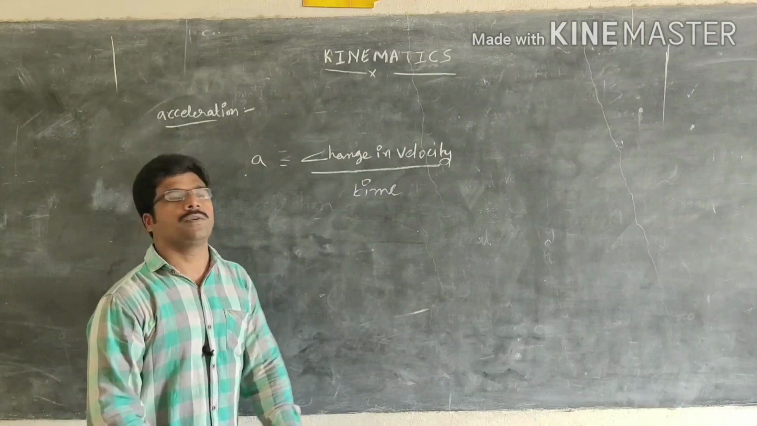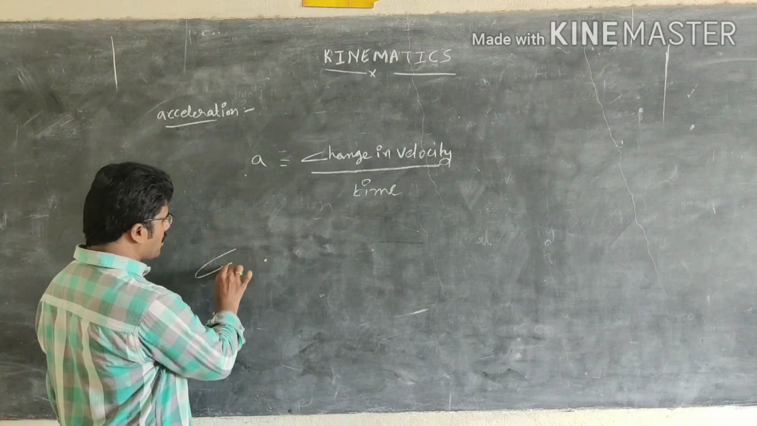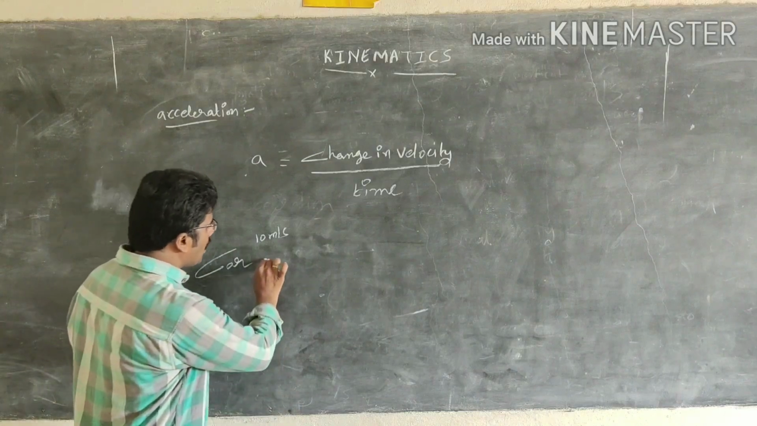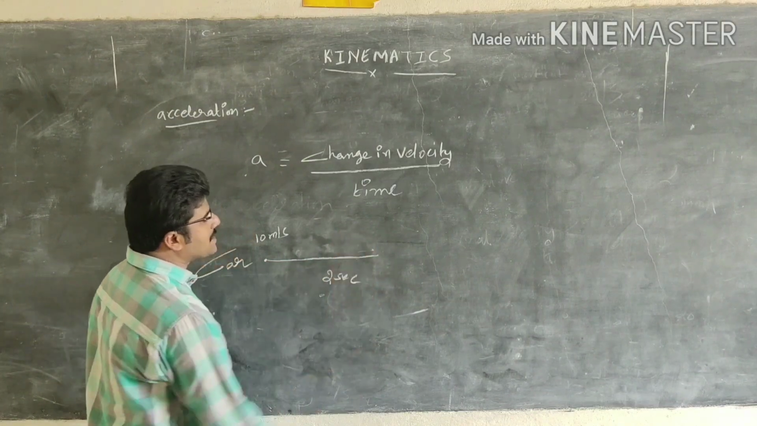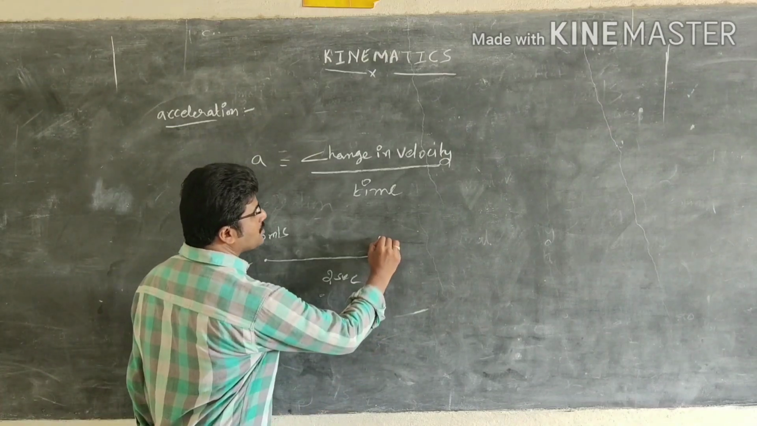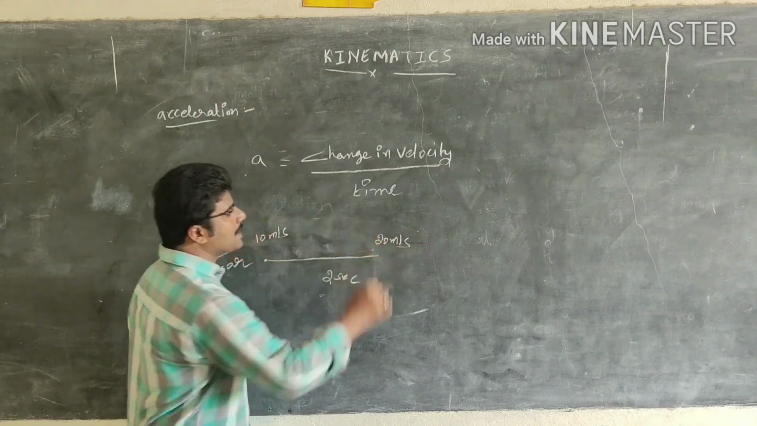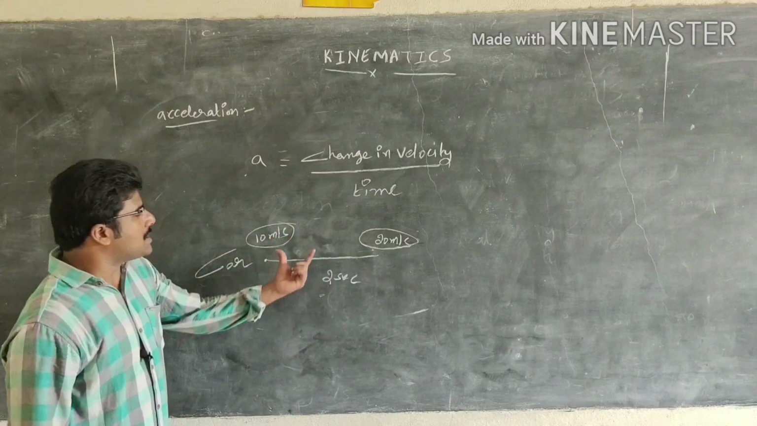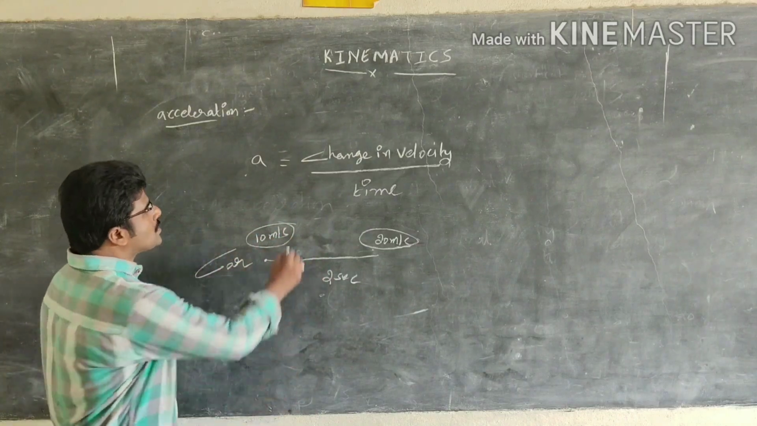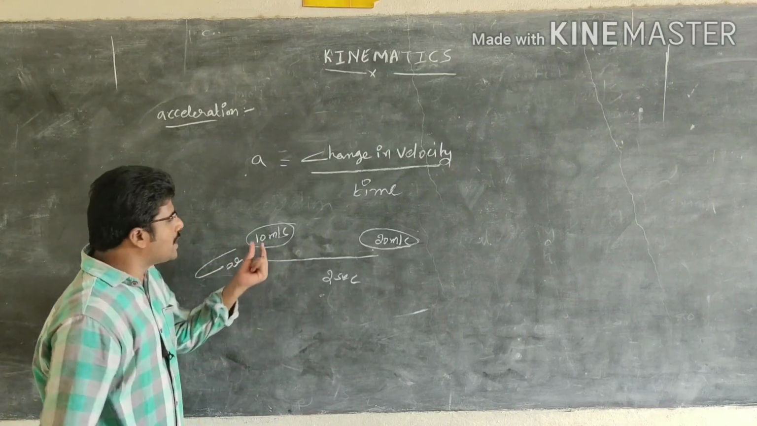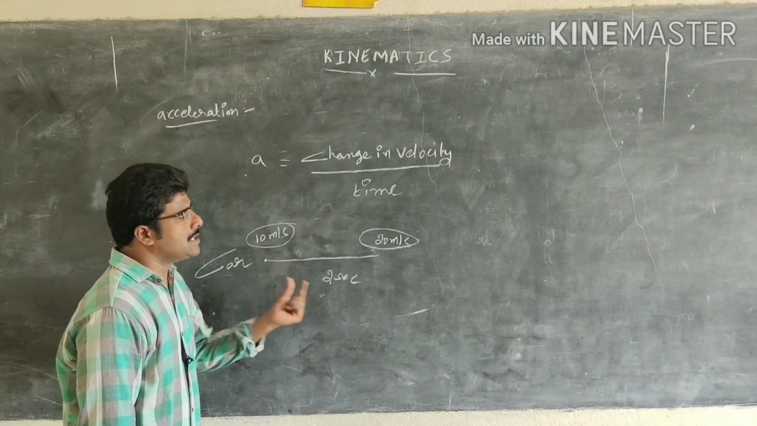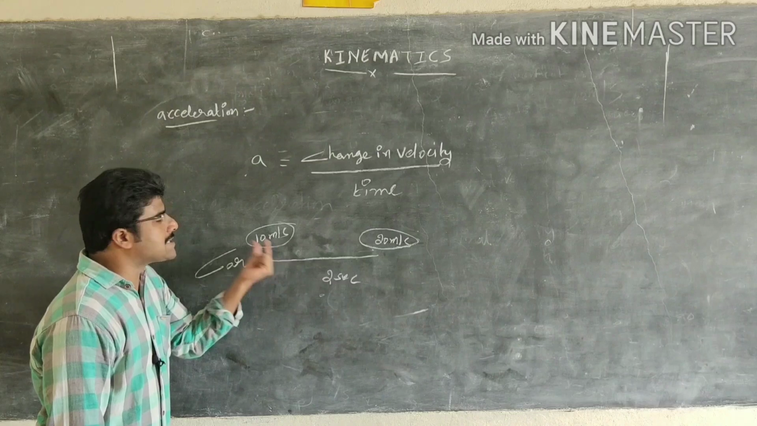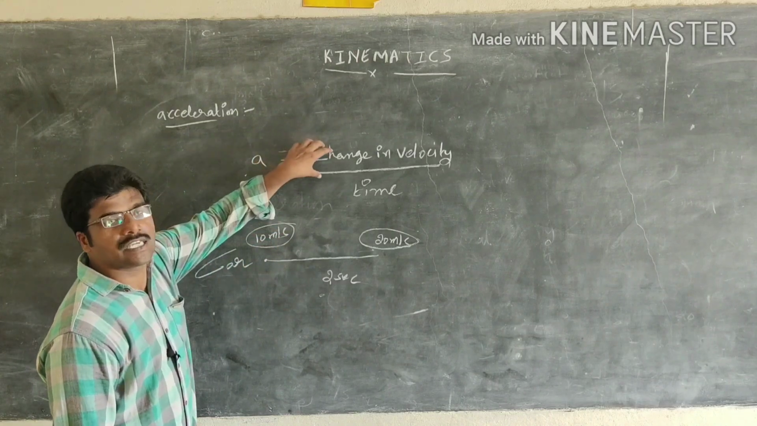What is change in velocity? For example, let us consider a car which is moving at 10 meter per second. After 2 seconds, its velocity increases and it is moving at 20 meter per second. Here, the velocity has changed from 10 meter per second to 20 meter per second. This gives the change in velocity. The starting velocity is considered the initial velocity, and the ending velocity is considered the final velocity. Final velocity minus initial velocity gives us the change in velocity.